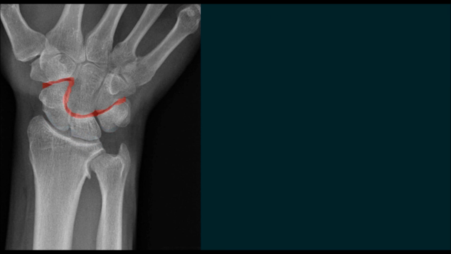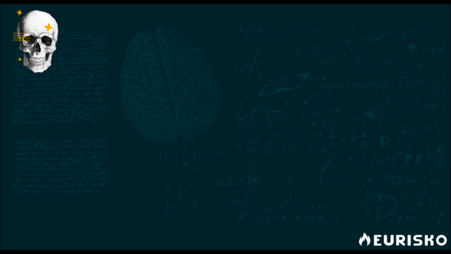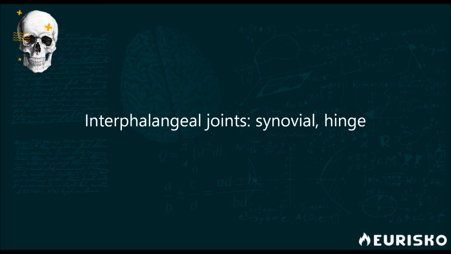The midcarpal joint is a joint between the proximal and distal rows of carpal bones. It is a combination of lesser joints like the scaphocapitate articulation. Carpometacarpal joints are plain synovial. Metacarpophalangeal are condyloid type synovial articulations, and interphalangeal are hinge.